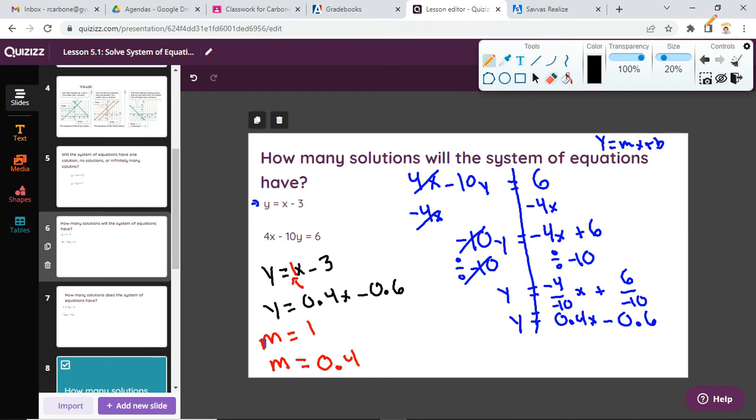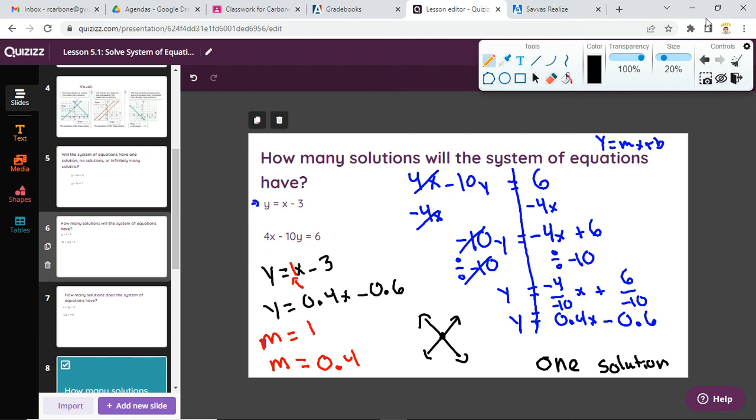That means my lines are going to look something like this here. They're going to intersect. So since they're intersecting at just one point there, that means this system of equations has one solution.